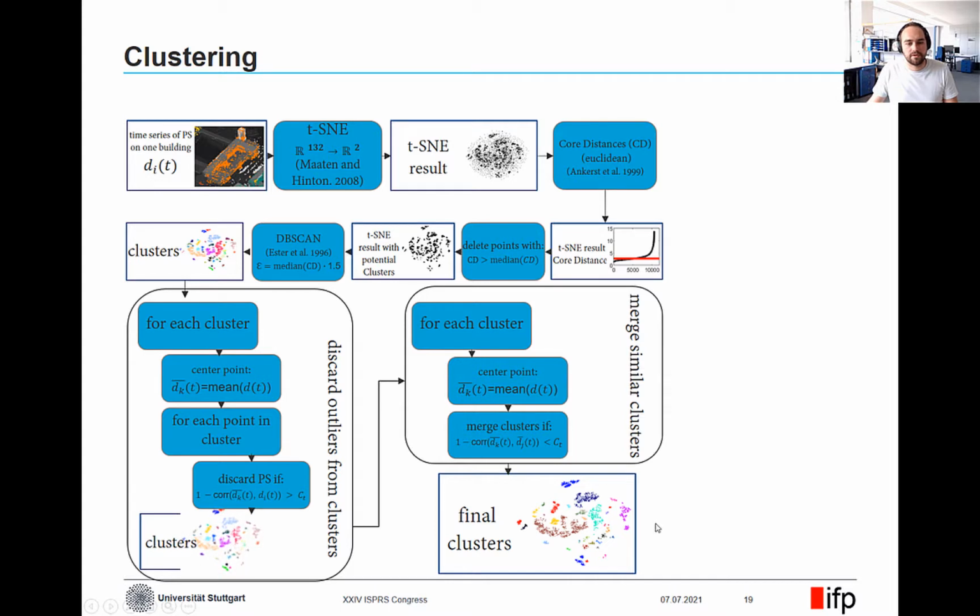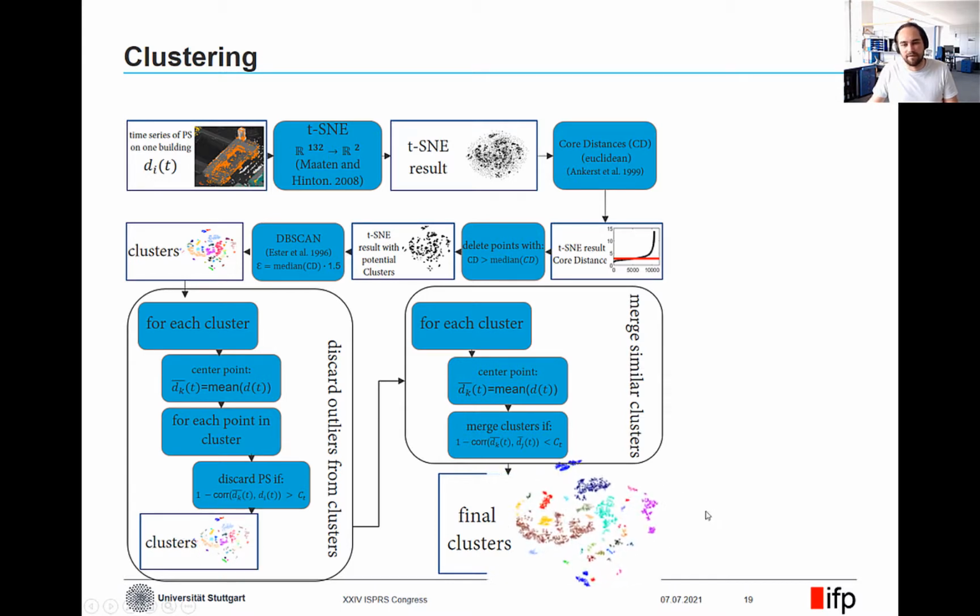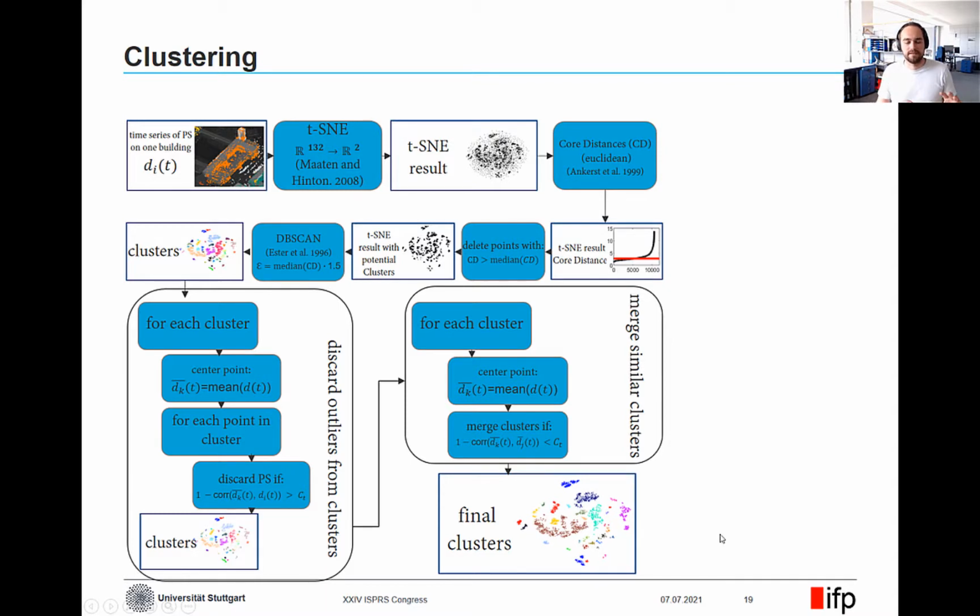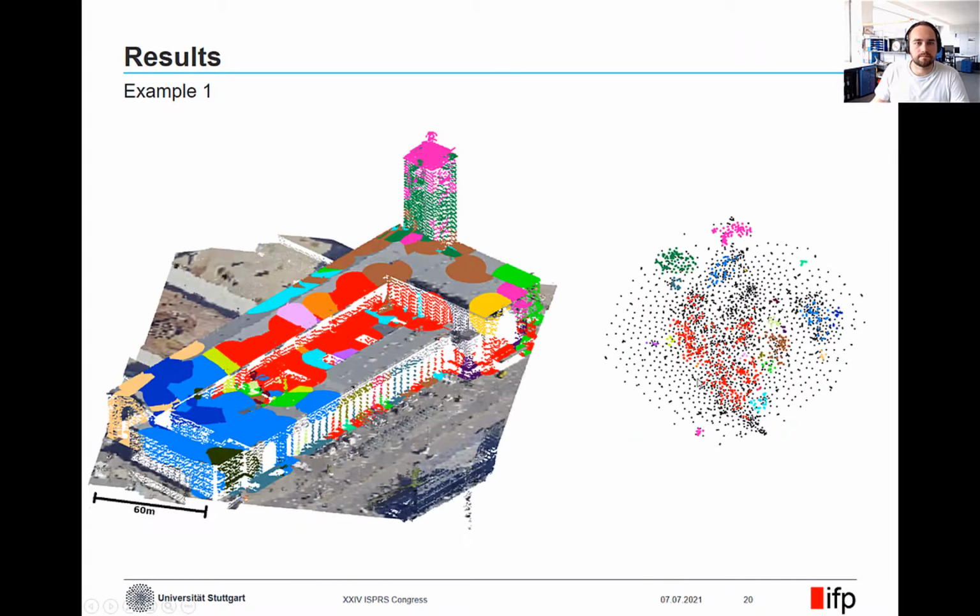And finally, we merge clusters if they are very similar in the deformation space, but not in the TSNE, because TSNE tends to rip apart clusters sometimes, or points that are kind of close, but actually then end up very far in the embedding space. So this leads to the results.